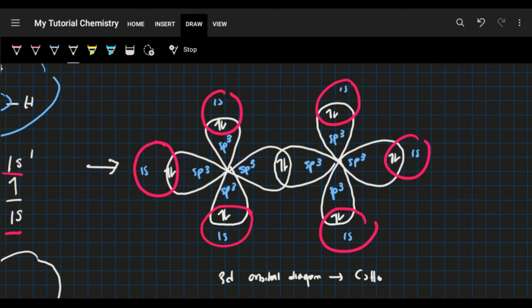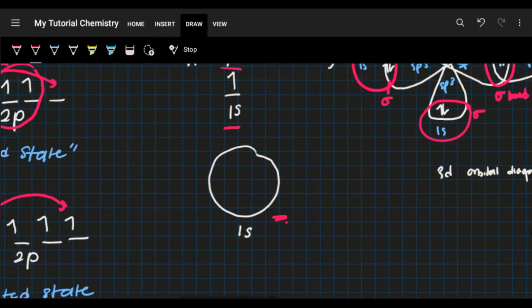Now, head-on overlapping. This part is known as a sigma bond. Sorry, I'm sorry. All the overlapping parts shown are sigma bonds, all of them head-on overlapping. Sometimes we call it end-to-end overlapping or head-to-head overlapping, but it still has the same meaning.